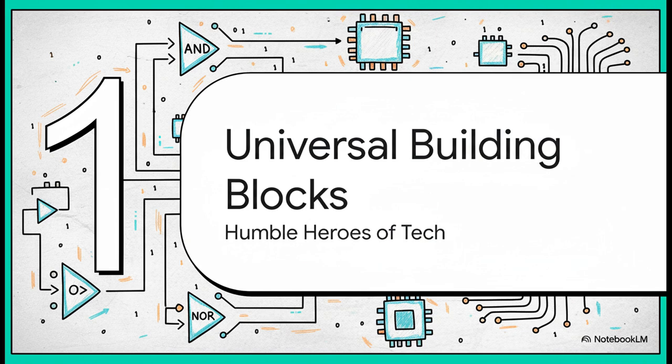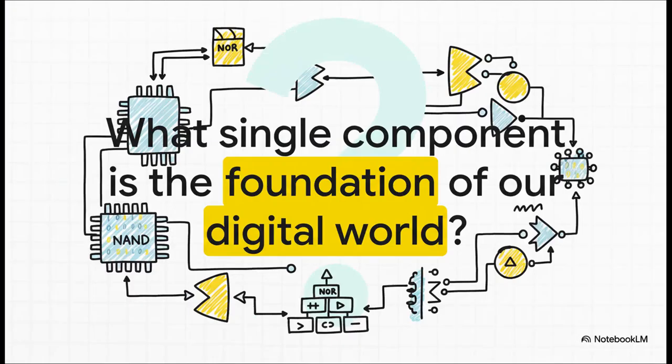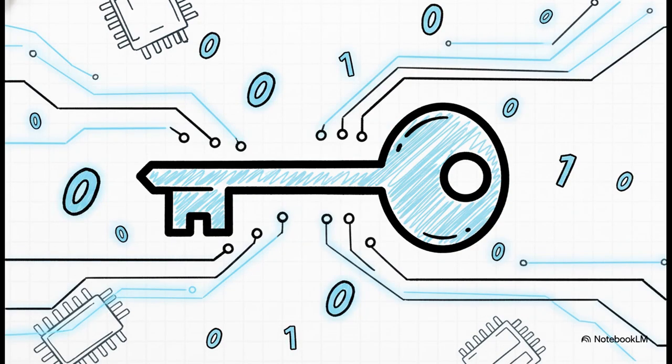All right, so let's just dive right in at the very beginning. In this first part, we're going to pull back the curtain and meet these humble heroes of modern technology. I mean, really, think about it for a second. You look at a modern processor with all its insane complexity, what could possibly be the one single unifying thing that makes it all tick? Well, the answer is this: the universal logic gate. It's a simple concept, but it is literally the key that unlocks everything digital that we use every day. So let's take a closer look at what that actually means.